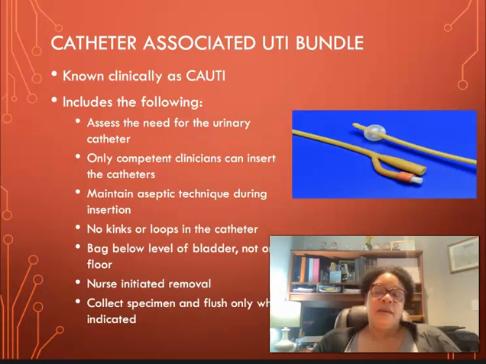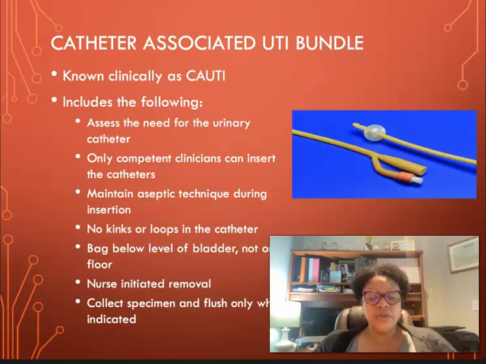Now, flushing is something we can do, because sometimes children have sediment in their urine, and so the catheter can get kinked, but it's not something we commonly do because you still have to do a whole sterile procedure, so you have to be careful about that.